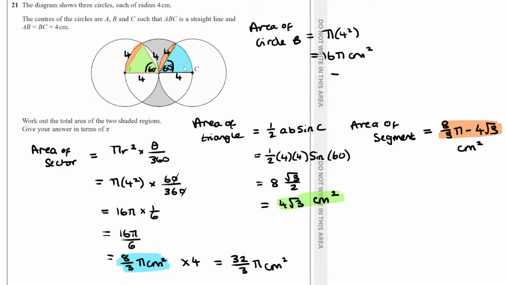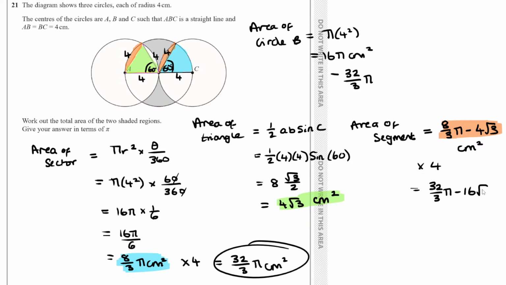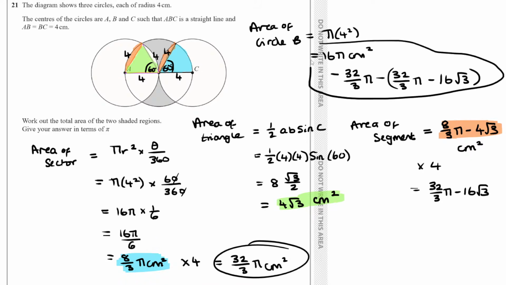Subtract, as I've just said, 4 sectors, which I worked out here, didn't I? That's 4 lots of 32 over 3 pi, and take away 4 segments. So let's work that out as well. If I times that by 4, I get 32 over 3 pi minus 16 root 3. Take away 32 over 3 pi gets minus 3. Obviously that's messy, and I don't want to leave it like that, but that's where I'm getting to.